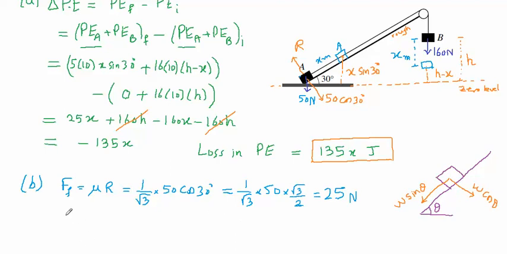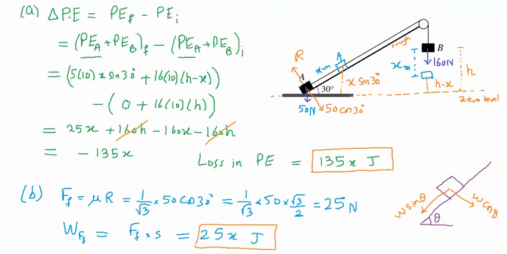So therefore the work done against the friction will be equal to force of friction multiplied by the distance moved. Force of friction is 25 and distance moved is x. So therefore we got the answer that these many joules, this is the work done against the friction. Okay.